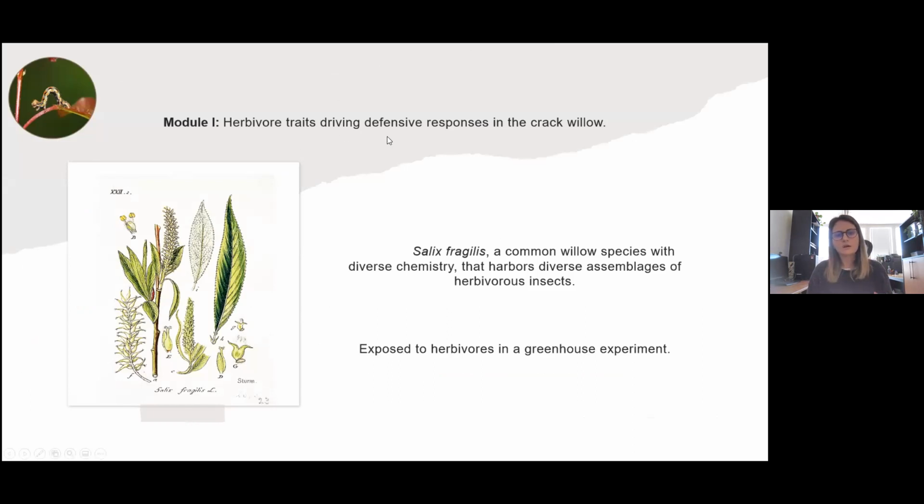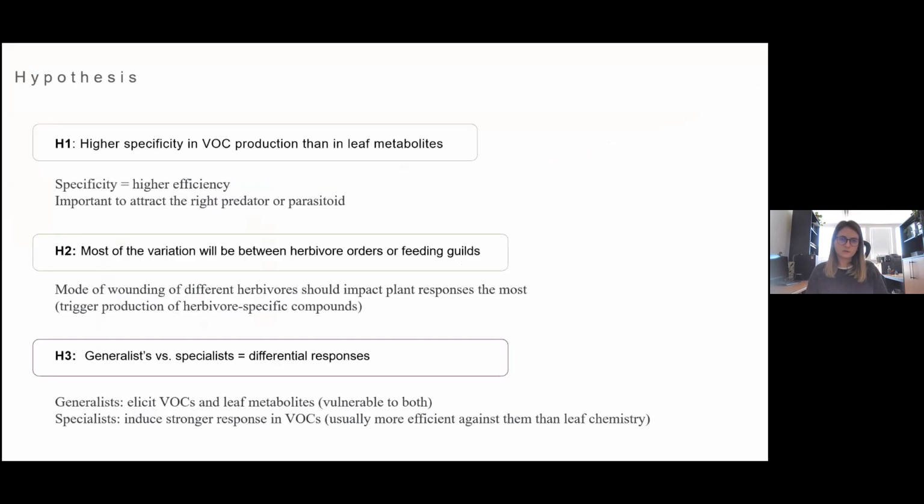And we are inferring this trait, this interaction, using Salix fragilis as our study model here. So this experiment was performed in 2020, and there we use this crack willow, which is a common willow species with diverse chemistry and harbors diverse assemblages of herbivorous insects. And we expose these plants to herbivores in a greenhouse experiment.